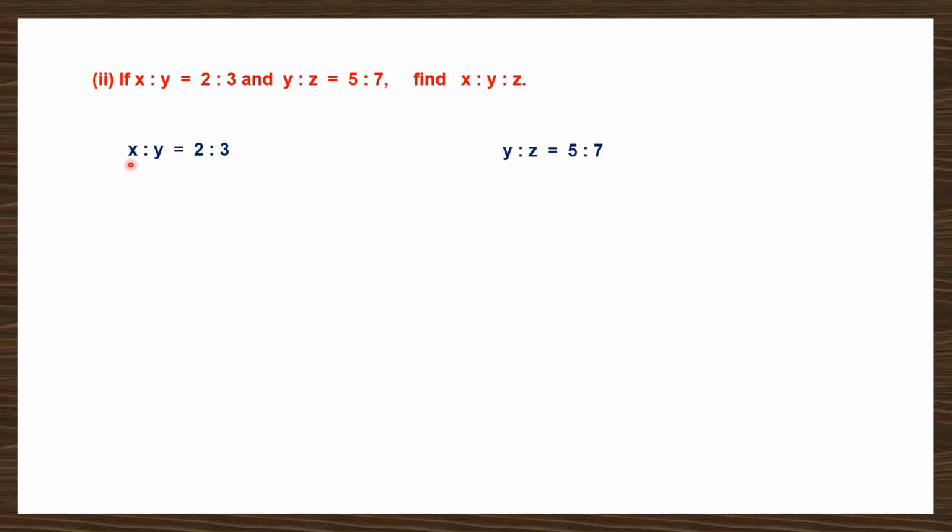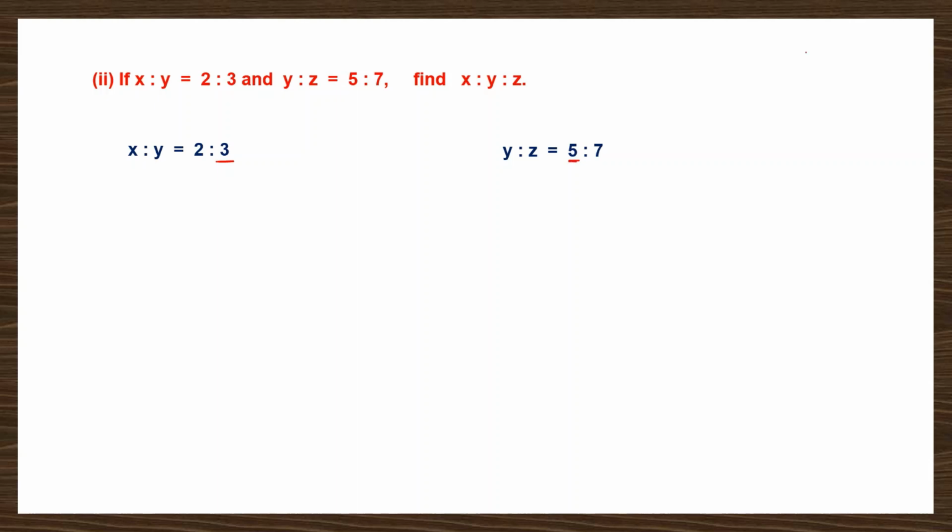And here as you can see, x is 2 and y is 3. Now here again y is 5 and z is 7. So the value of y is different. y is 3 here and y is 5 there. So we have to make it equal. And how to make the value of y equal? By finding the LCM of y. So y is 3 here and y is 5 here.